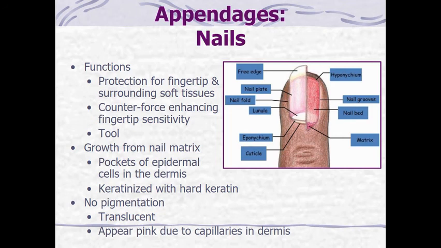Similar to hair, they're actually epidermal cells that have been pushed into the dermis and are growing out of the dermis. And these also have hard keratin rather than the soft keratin. No pigmentation, so there's no melanin in your nails. Your nails are translucent. The reason they may have a pink appearance to them is because since they're translucent, you are able to see the capillaries that are in the dermis through the translucent nail itself.